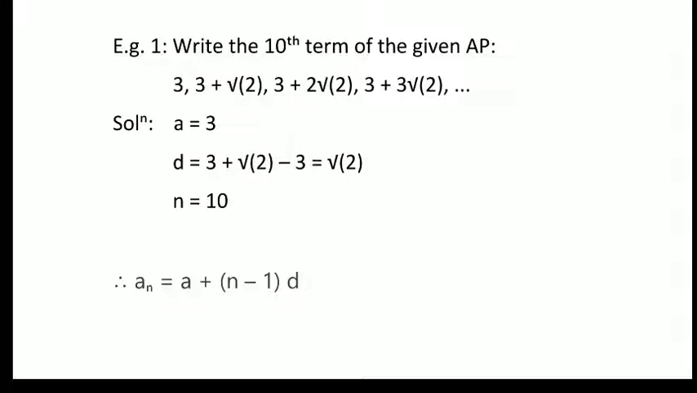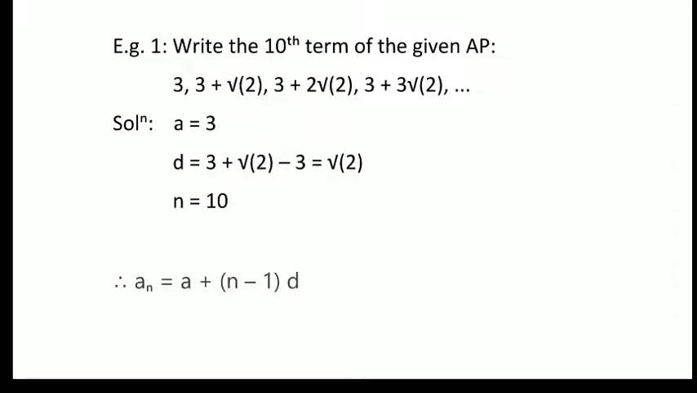Here, we already use a particular symbol: A for the first term, D for the common difference, and N for the number of terms. So A is the first term, that is 3. And here the difference can be found easily because it is already given as an AP. Just find the difference between any two consecutive terms, second term minus first term or third term minus second. Anytime you can do it. So let us find the common difference by subtracting the first term from the second term.